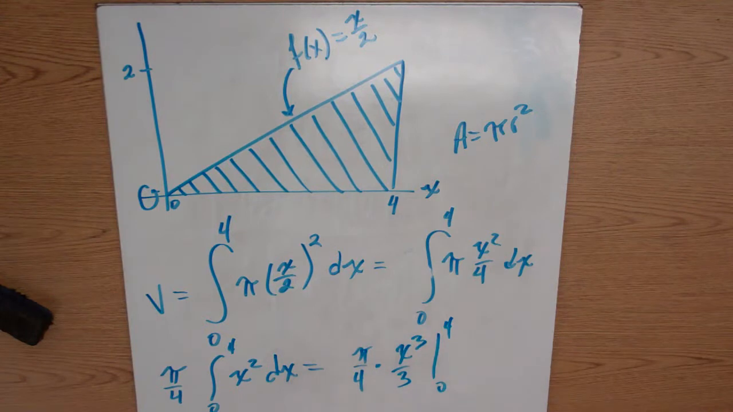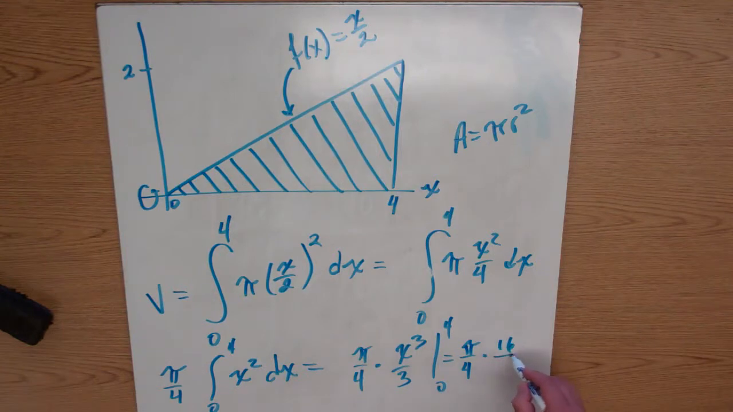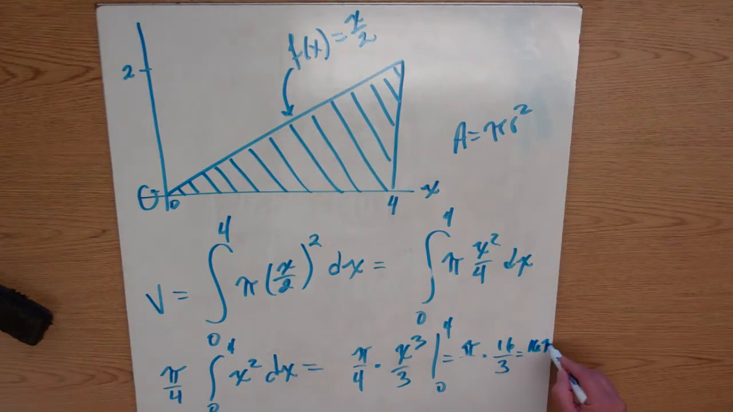times x cubed over 3, evaluated from 0 to 4. Of course, plugging the 0 in is not going to do anything. So you're going to have pi over 4 times, since this is 4 cubed, and you have a 4 here, it'll actually make this just 4 squared. So 4 squared is 16 over 3. Okay? And so we can get rid of this guy too. So our final answer here is going to be 16 pi over 3 units cubed, because now we're talking about volume. Alright? Now we're talking about volume.